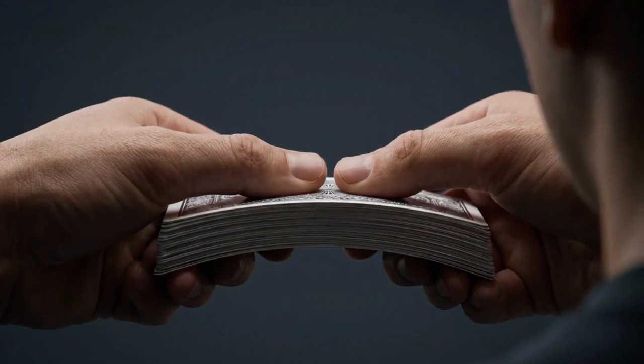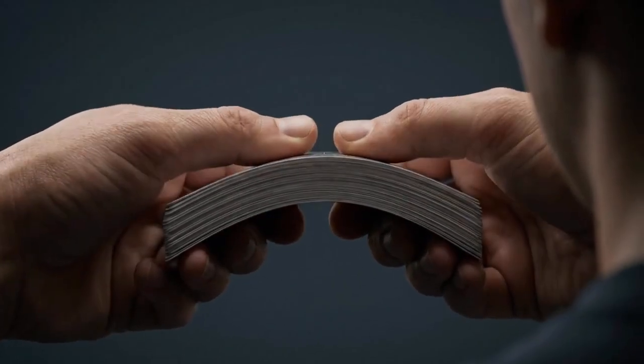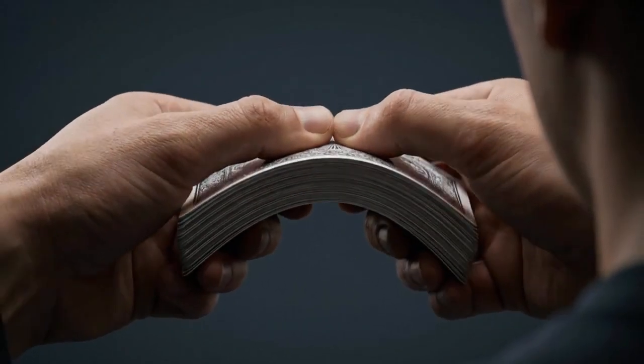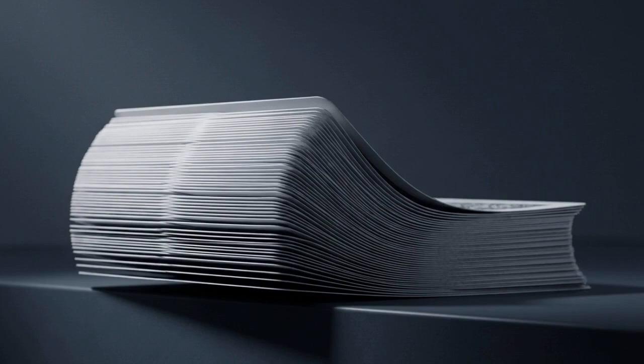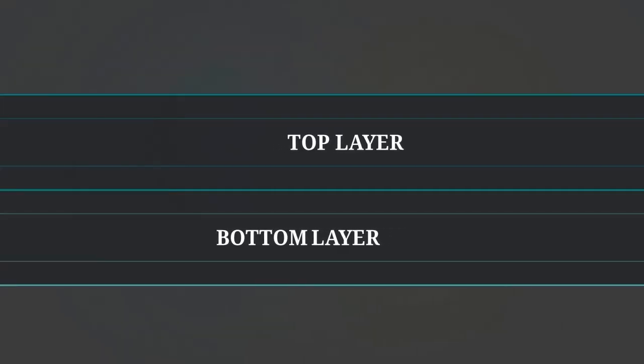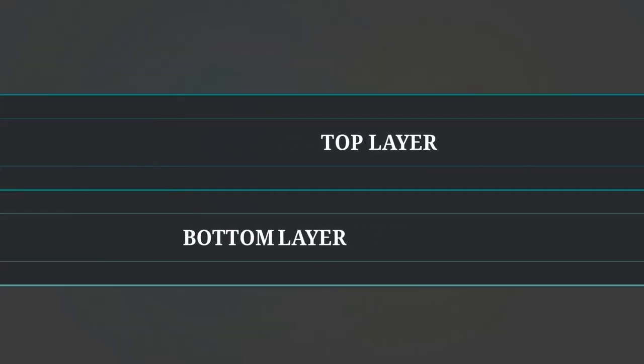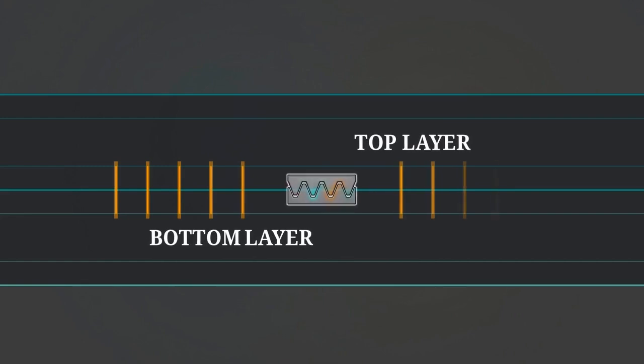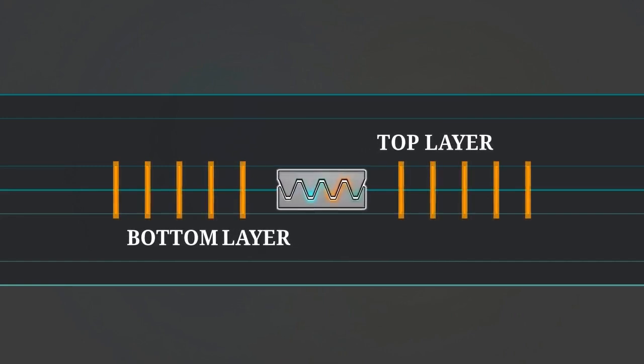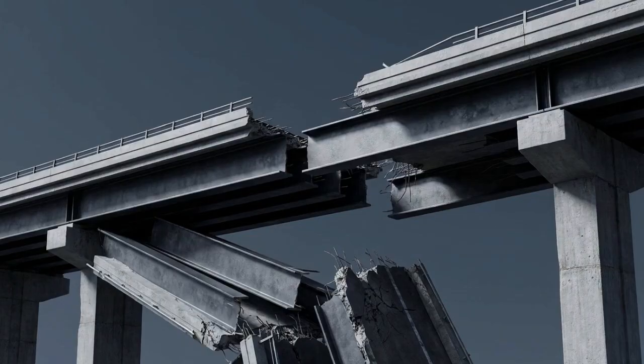Think about pressing down on a loose deck of cards. The cards don't bend as a single unit. The individual layers slip past one another. The exact same physics apply to solid metal. A beam only functions as a solid object because the material generates an internal glue, a specific friction resisting this horizontal slip. Without that friction, every load-bearing beam in the world would instantly shear apart and collapse.